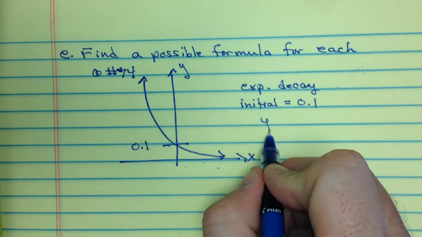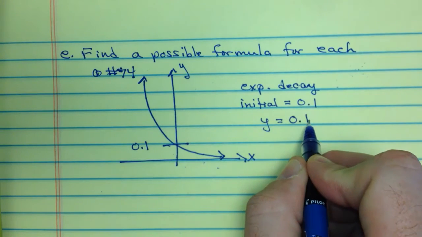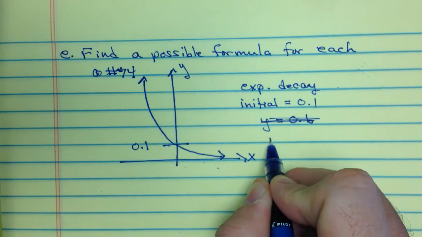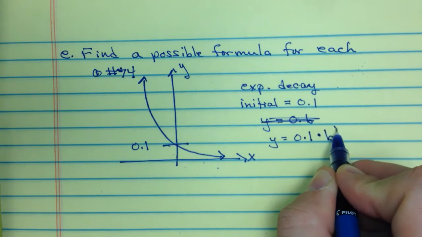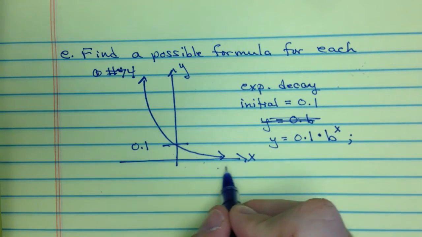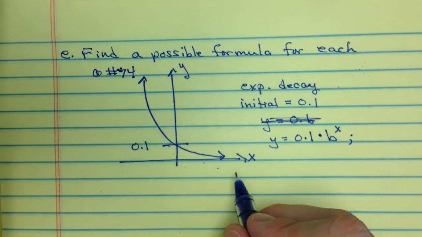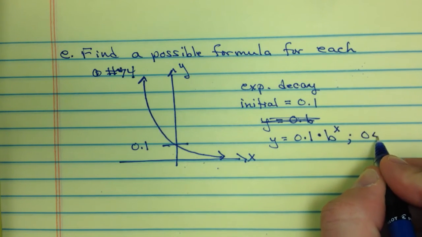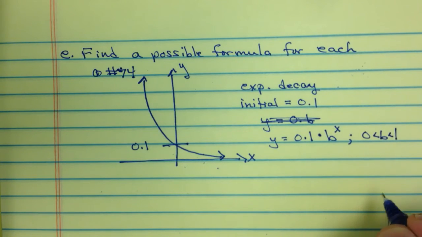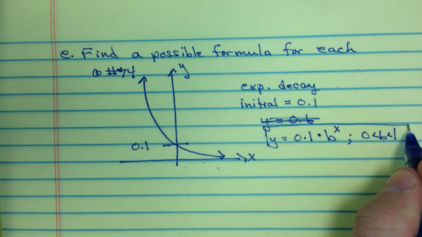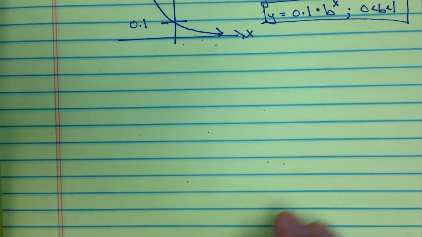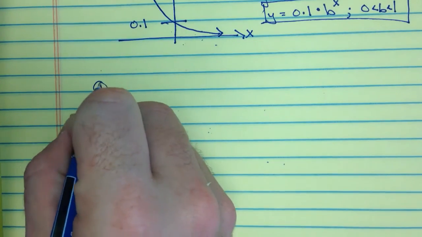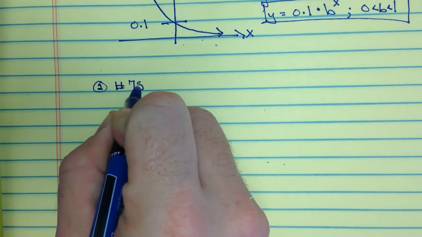So this is going to have the form y equals 0.1 times b raised to the x. All right, well, we're not given any other information to be able to find out b, so we're just going to give a bound on b. Since this is decay, b has to be between 0 and 1. So this is going to be our answer: 0.1 times b to the x, where b is between 0 and 1. All right, how about one a little trickier? How about number 75?